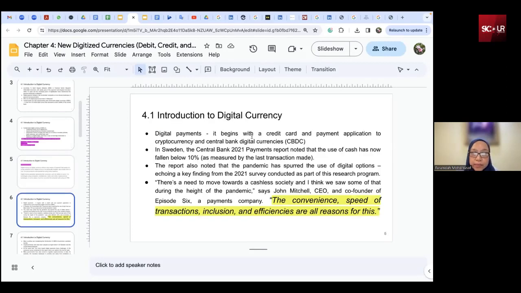Okay. Digital payments, it begins with credit card. So this is the evolution, kan. We start with credit cards and payment applications to cryptocurrency. So dulu kita guna credit card. And then guna apa?